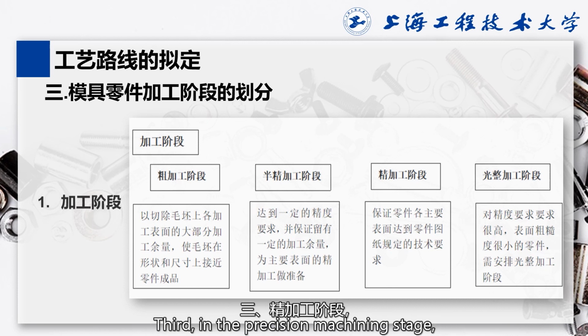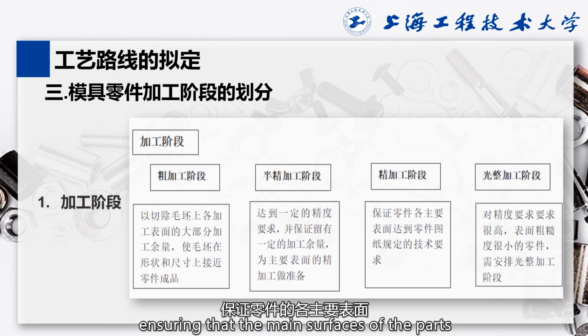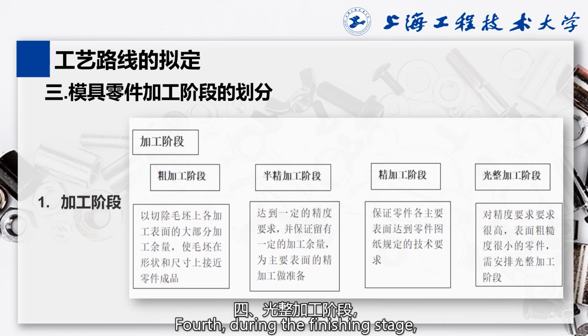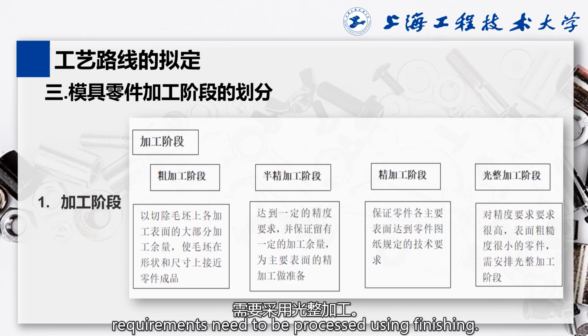Third, in the precision machining stage, the main task is to remove the small amount of excess left by semi-precision machining, ensuring that the main surfaces of the parts meet the quality requirements specified in the drawing. Fourth, during the finishing stage, parts with particularly high precision and surface roughness requirements need to be processed using finishing.